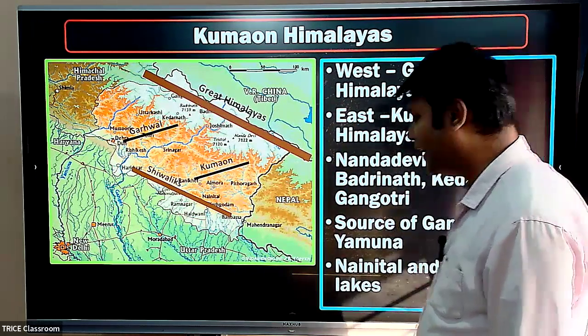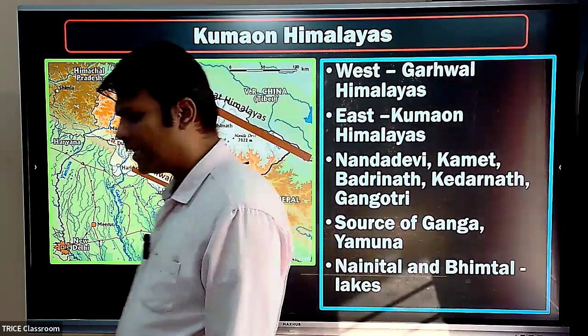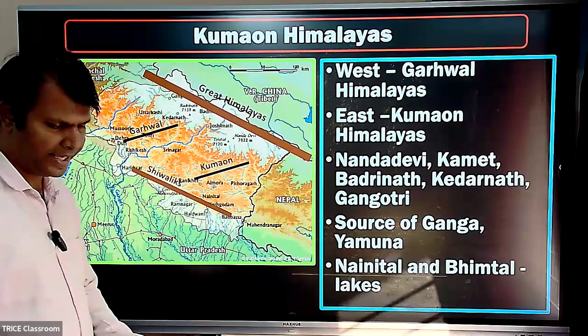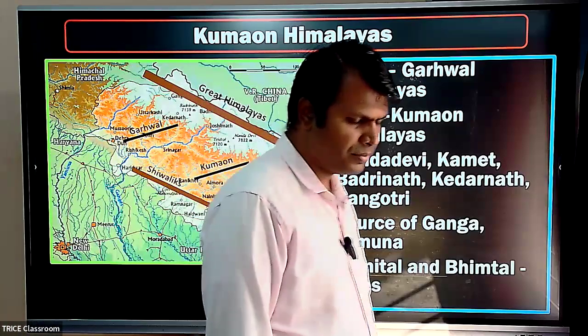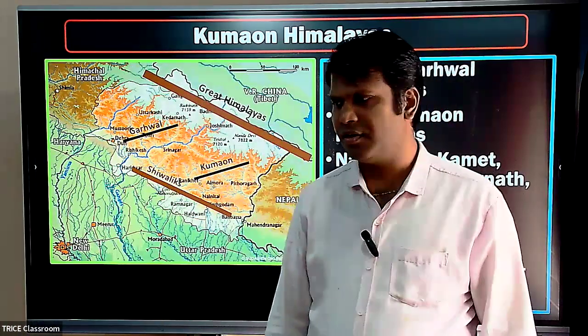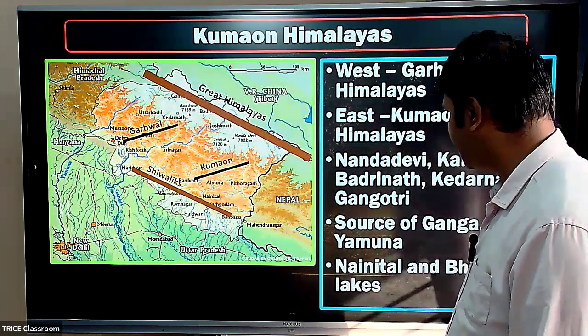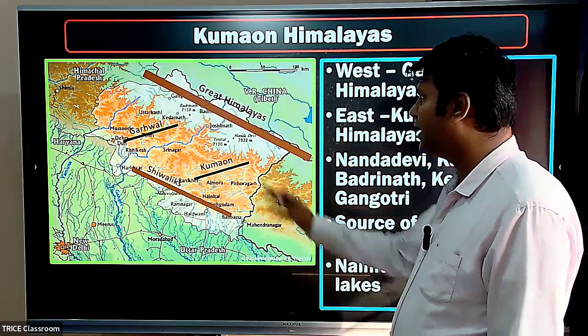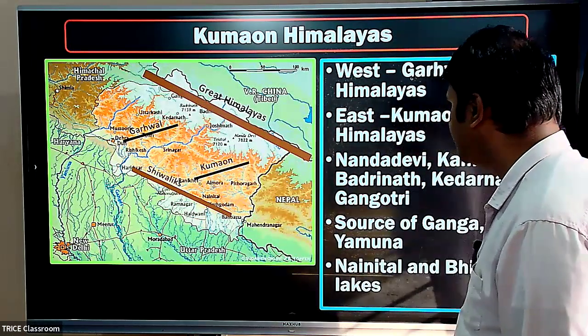And important lakes, right, are Nainital Lake and Bhimtal Lake. Tal basically means a lake, right? So the word Tal in the Kashmiri language actually means lake. So Nainital, Bhimtal, they are some of the important lakes in this particular region.